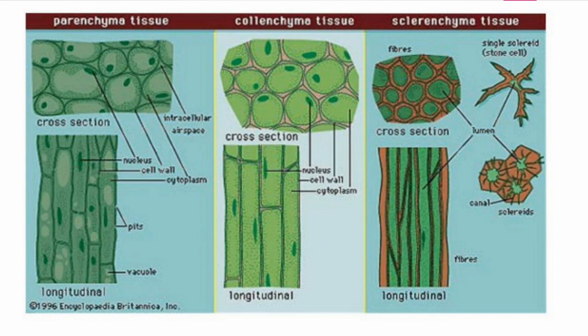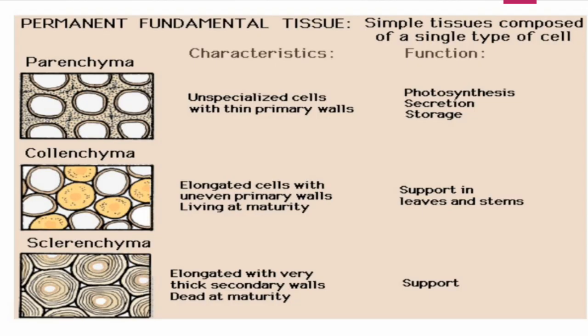Now, sclerenchyma: elongated cells with very thin, narrow, dead, thick secondary walls at maturity. Function here, they provide support to the plants. Next we come to the complex tissue, permanent tissues. They are made up of more than one type of cells. There are two types of complex tissues: xylem and phloem. They are called vascular or conducting tissues.